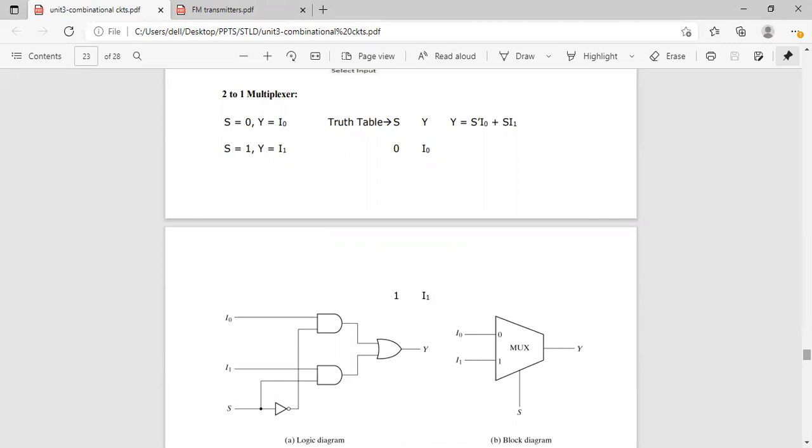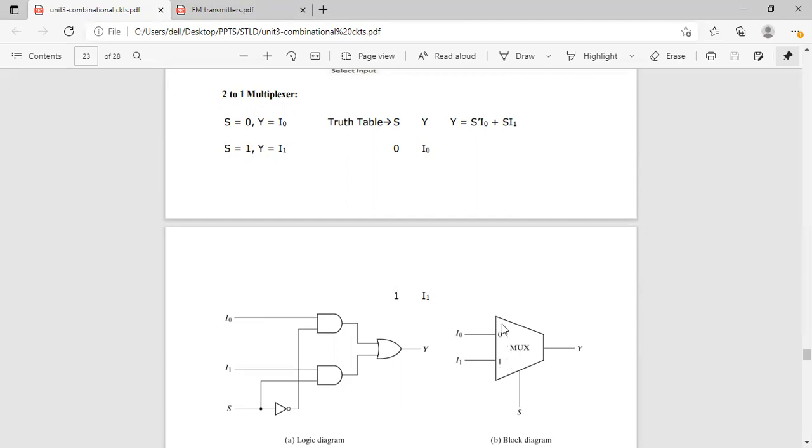So from that expression you have to draw the logic diagram by using gates. See here, this is the logic diagram of the 2 to 1 multiplexer, and this is the symbol to represent a multiplexer, and the select lines are always represented at the bottom portion, and on the left side we have inputs and on the right side we have output. Okay, so these are the inputs. So I0 means the data line 0. I1 means here the data line 1.